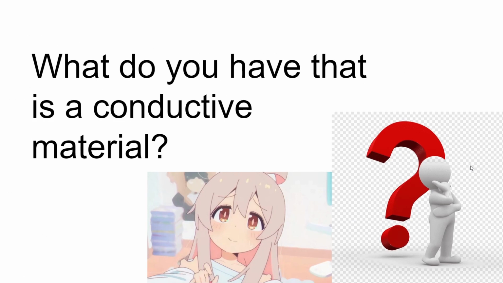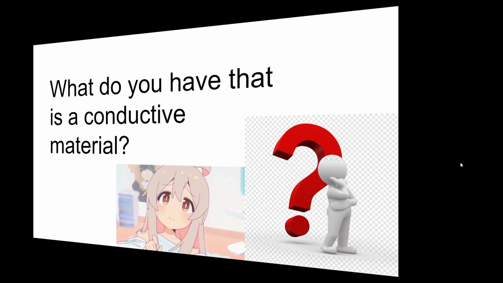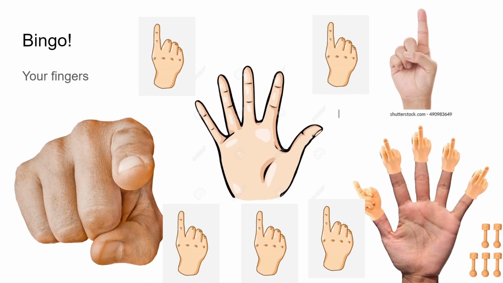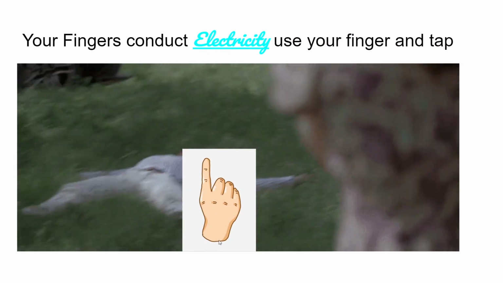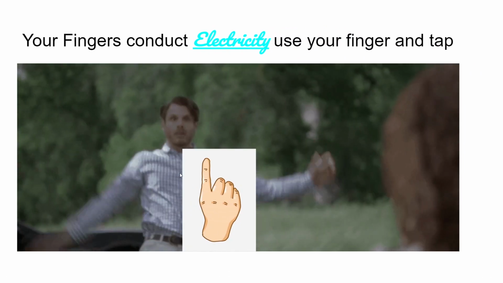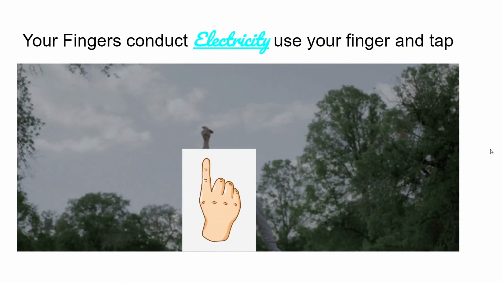Now, what do you have that is a conductive material? I'll give you a few seconds to think. Correct. Your fingers are conductive. So, as you can see from this example footage, your finger conducts electricity as denoted by the lightning striking it.